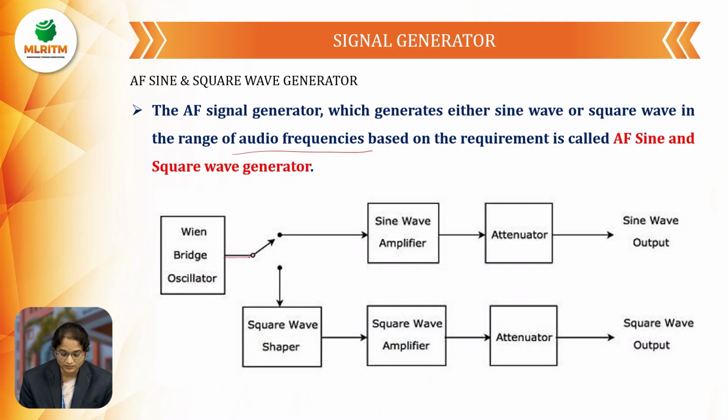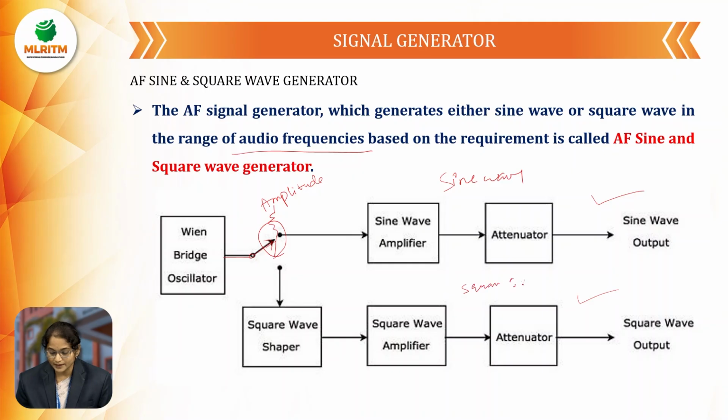Whenever the switch is connected to the sine wave amplifier, we use a potentiometer to adjust the particular amplitude levels. With the help of that potentiometer, we adjust the amplitude levels, and that is how we generate the sine wave or square wave. These are the sine wave block diagram and the square wave block diagram.